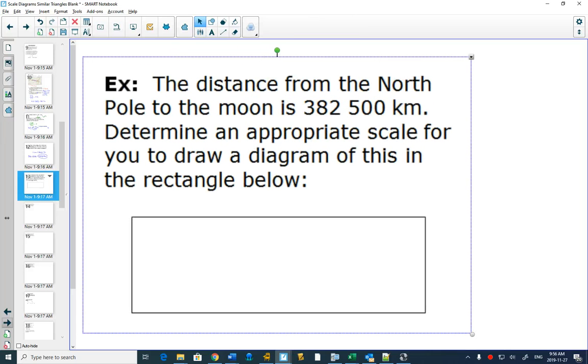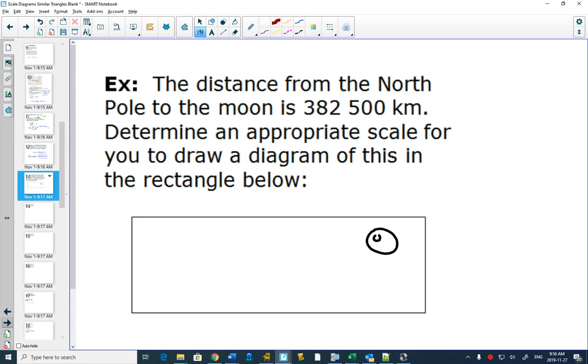The distance from the North Pole to the moon is 382,500 kilometers. You want to draw this in the diagram below. So we're going to have to draw the moon.